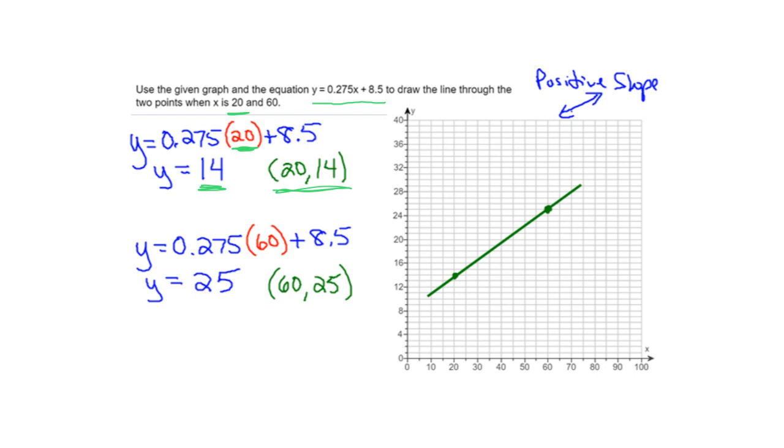Then I'm going to use the equation again, but this time they want me to put 60 in. So I'm going to put 60 in for x, put it in my calculator, I get 25 back out. So now my ordered pair is 60, 25. So now I'll just plot these two on there like we practiced in DSMA 13 and draw my line, and I am good to go.